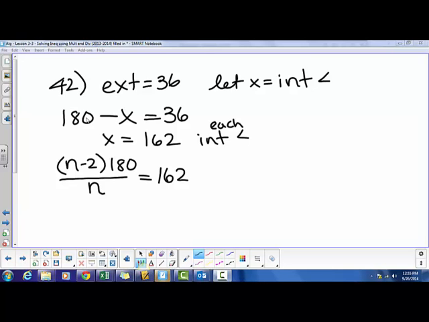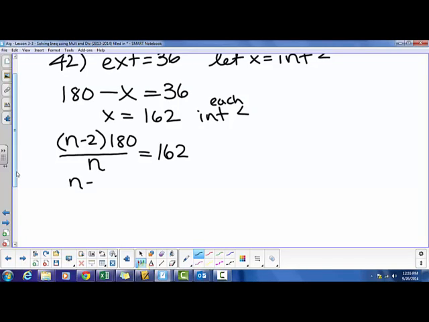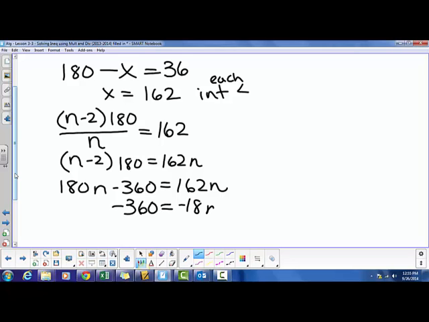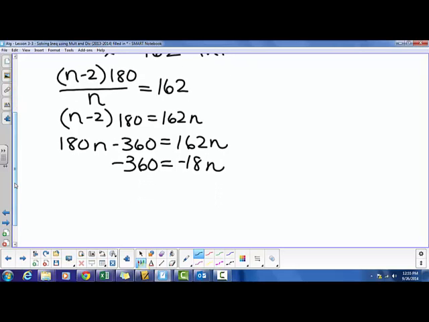Okay, so let's solve this. I'm going to multiply both sides by n. So (n minus 2) times 180 equals 162n. I'm going to distribute: 180n minus 360 equals 162n. I'm going to subtract 180n from both sides, so I get negative 360 equals negative 18n. Divide both sides by negative 18, and I find out that this is a 20-sided shape. So it has 20 sides, or it's called a 20-gon. Okay?